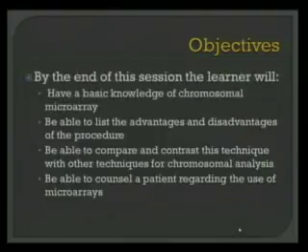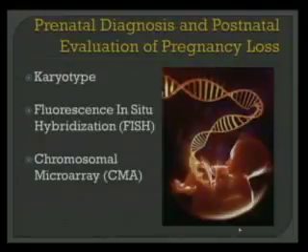So hopefully by the end of this you'll understand what microarray is and be able to talk about the advantages and disadvantages and really be able to compare it to different techniques that we use to look at genetic material. Also use some of this information to be able to counsel your patient on the possible results and things like that. So when we talk about analyzing genetic material, there are a couple different ways that we can do this. Classically, we do it through karyotype followed by fluorescence in situ hybridization or FISH. And then now we have this newer technology called chromosomal microarray.